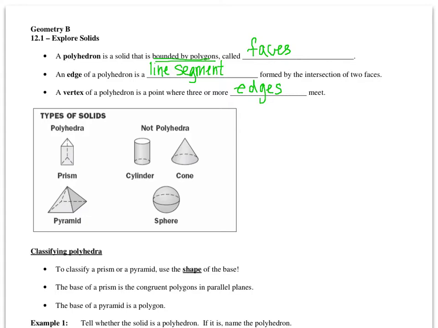So types of solids, let's look at our picture here. This actually splits up this way, okay? Splits up kind of like that. So our types of solids, we have polyhedra, we have a prism, and pyramids, okay? We have ones that are not polyhedra, and these are cylinders, cones, and spheres. And if you notice, these all have a curved surface. These do not have any curves on them at all. In order to be a polyhedron, you cannot have any curves on the sides.